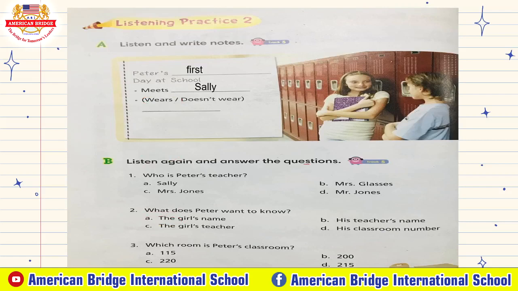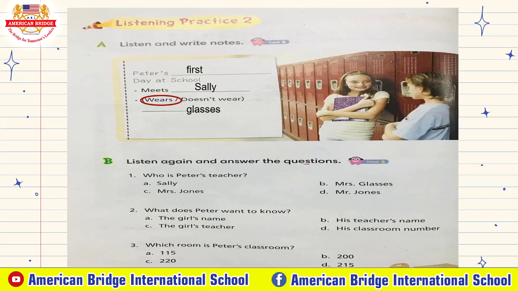So he meets Charlie, right? Does she wear or doesn't she wear? Good. She wears, right? She wears glasses. So in the first picture, the two of them talk about the first day at school, and Peter meets Charlie and talks with Charlie about what happened on their first day. And he showed that Charlie wears glasses. Okay, now let's move on to B.